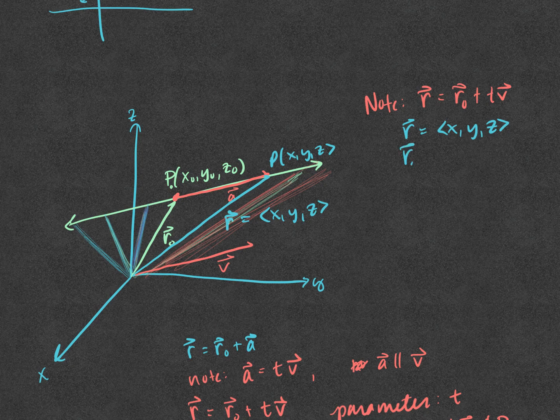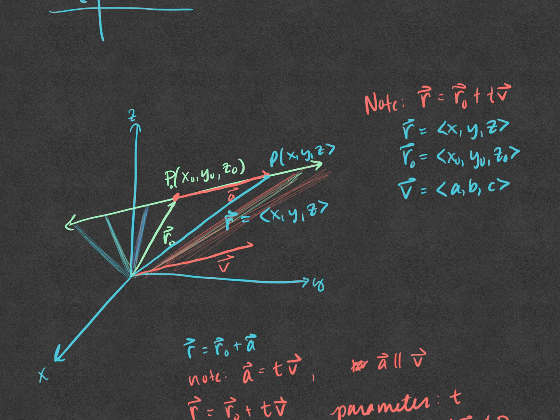And then r sub o, it goes from the origin to point p sub o. So it's x sub o, y sub o, z sub o. And then we have vector v, and it's parallel to vector a. We're going to call it ABC. It is the direction of line L, so we're going to call it ABC.